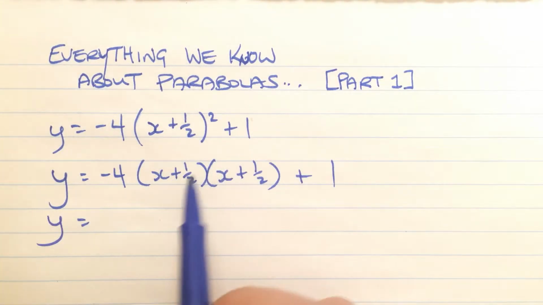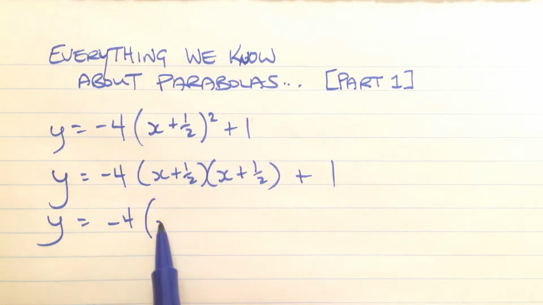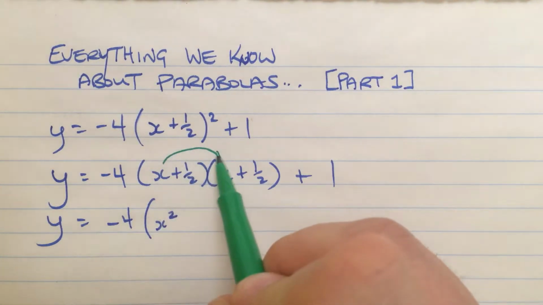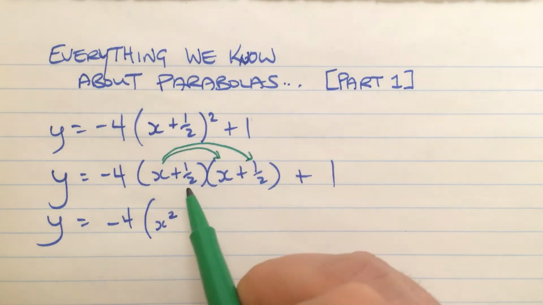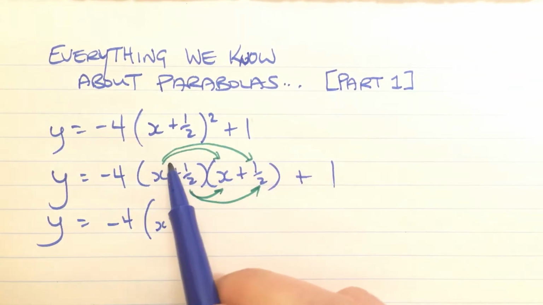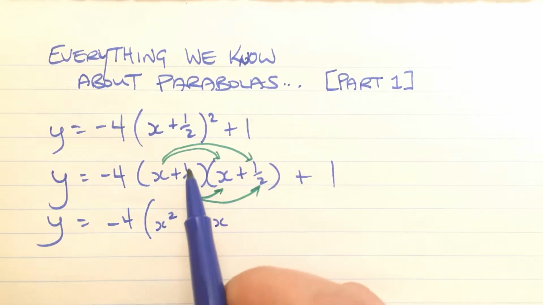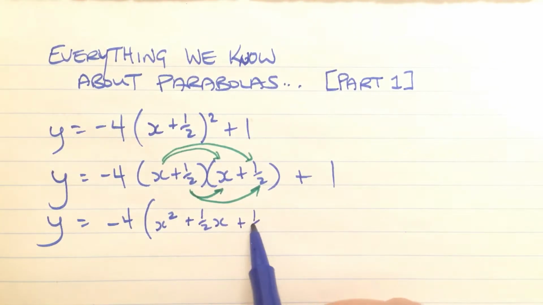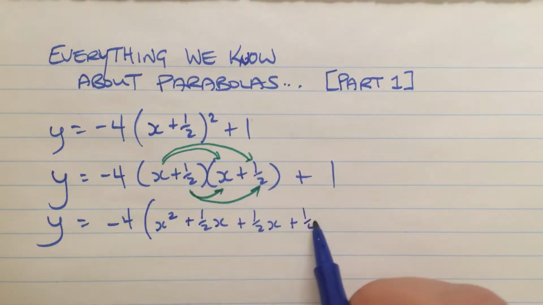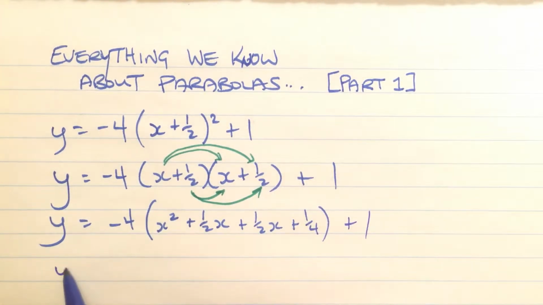I'm going to expand this binomial. Remember we practiced that? So here, I've got x times x is x squared. I'll just remind you how this works. We're going to multiply this by that, and also by this, and then these guys. So x squared, then this other one, x times 1/2 is 1/2 x, and then we have another 1/2 x right here, and then at the end, 1/2 times 1/2 is 1/4. And we have a plus 1 at the very end.